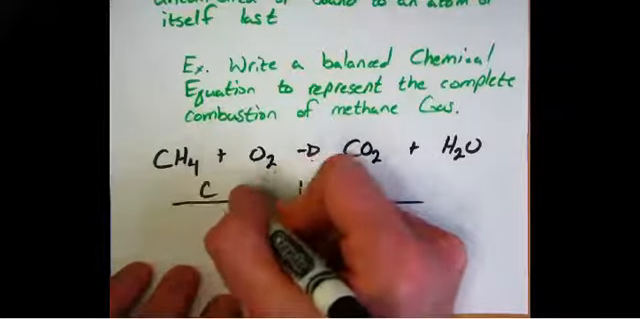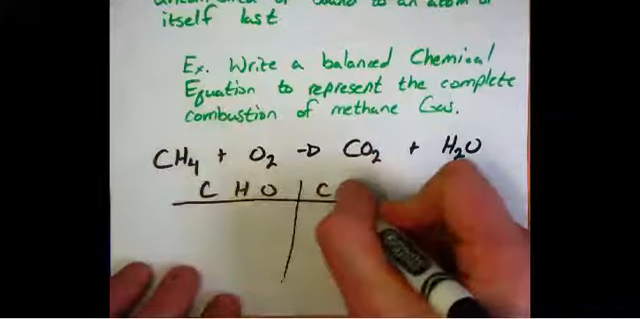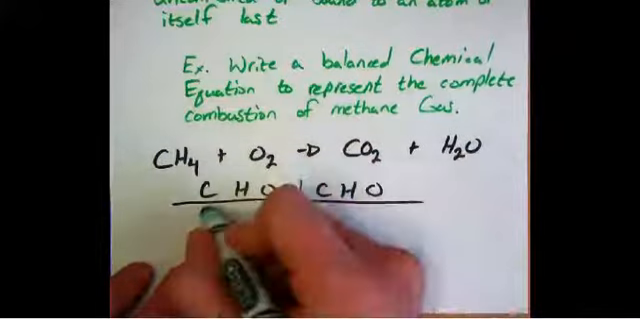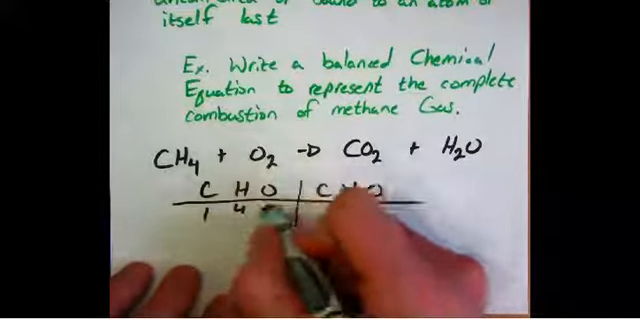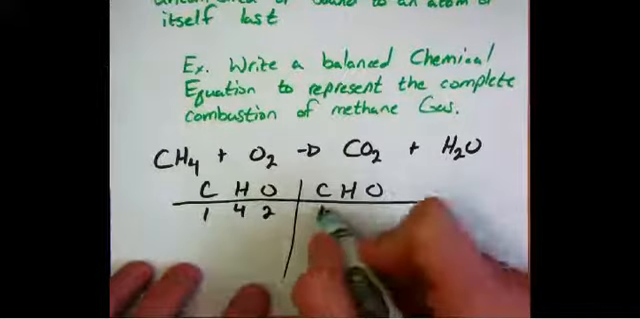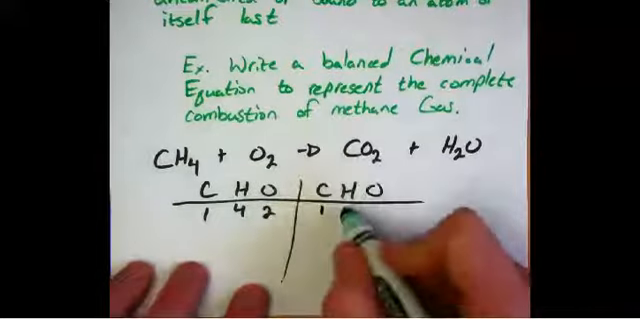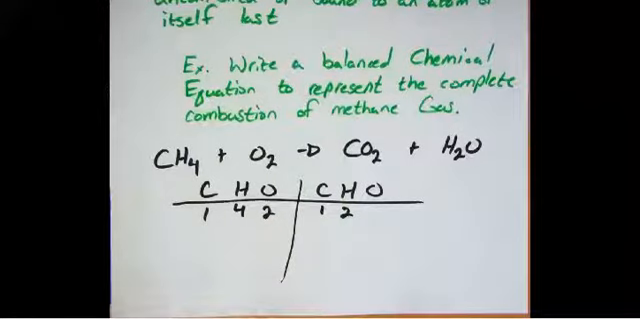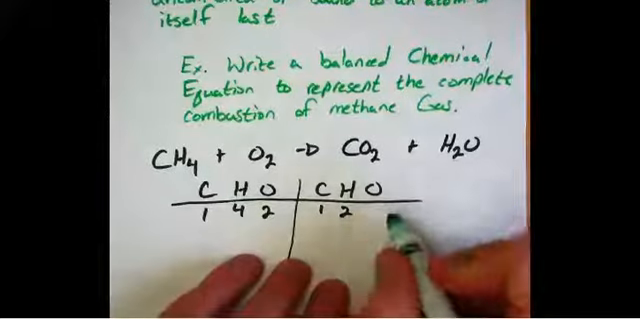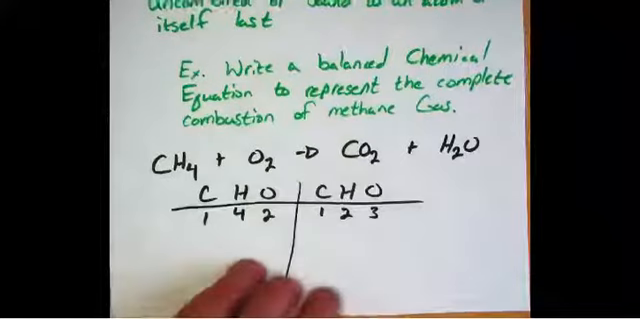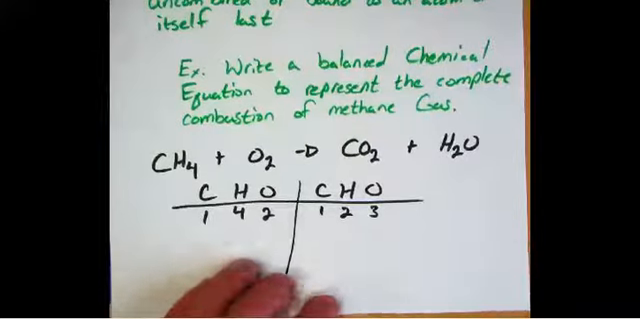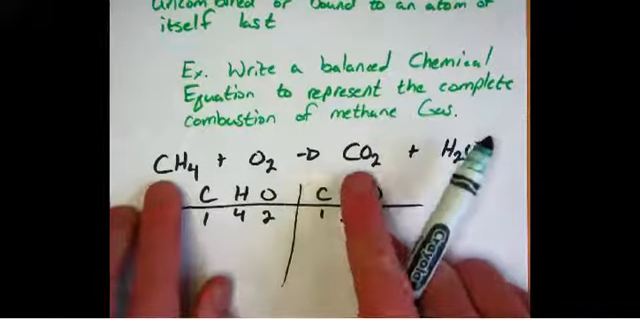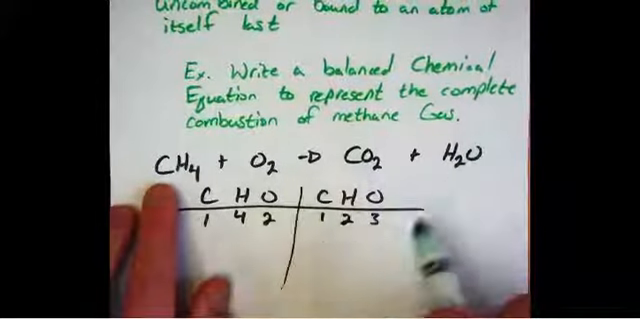So we have C, H, and O, C, H, and O. On the left, I have 1 carbon, 4 hydrogens, 2 oxygens. On the right, I have 1 carbon. When we get to these oxygens, we notice that they are in 2 separate molecules. However, we want to keep them together. So 1, 2, 3 total in that T chart. Now we're going to balance the carbons first. I see 1 and I see 1. Those are balanced. Check. Good.